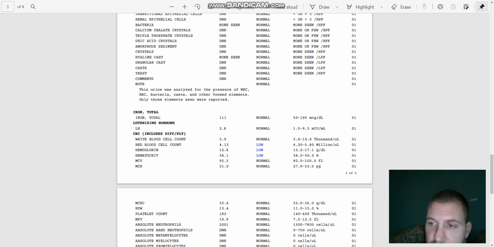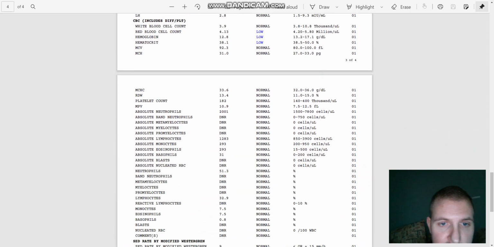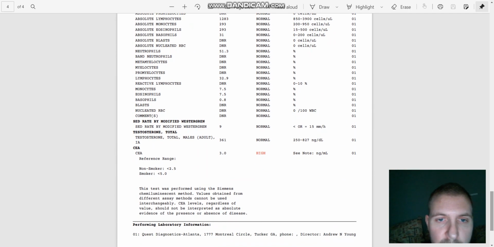Let's keep going down. Remember I talked about absolute eosinophils were always elevated for like 6 years. Another inflammation marker in the body. 293, they keep going down. That's the lowest they've ever been. This SED rate is like a test for, it's another cancer test. I think it's another inflammation marker. You can read about it.